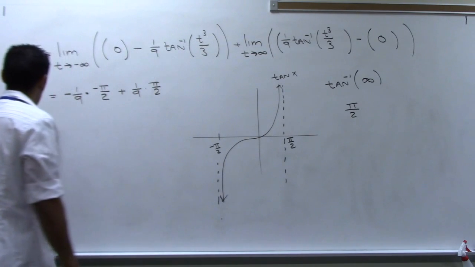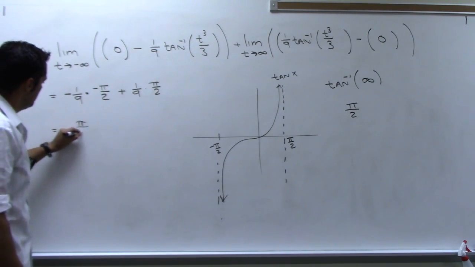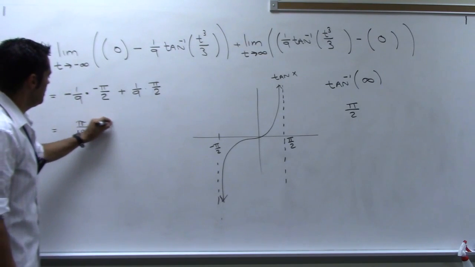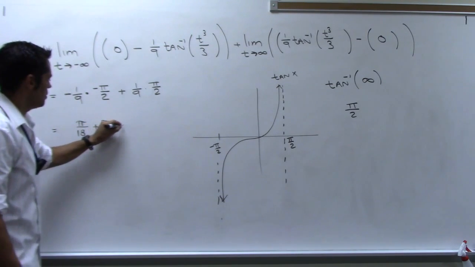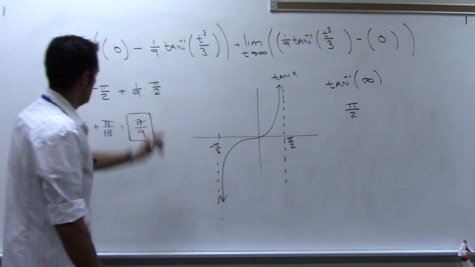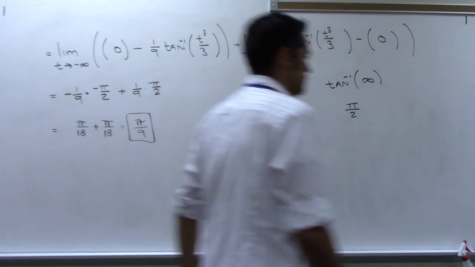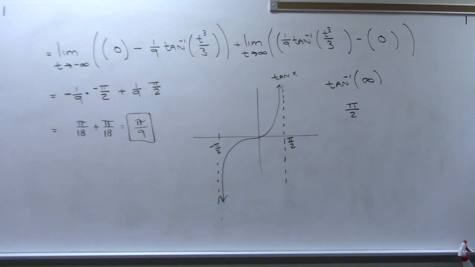And when you put these two together, these two negatives multiplied to be positive, you get pi over 18 plus pi over 18, which is 2 pi over 18, which is pi over 9. So the area is pi over 9. I don't remember that being the answer, but it is. Okay.